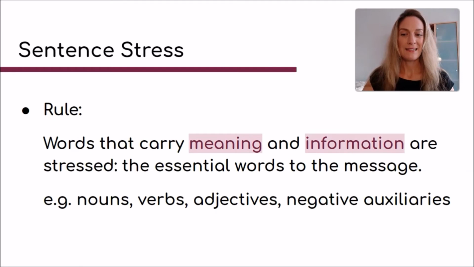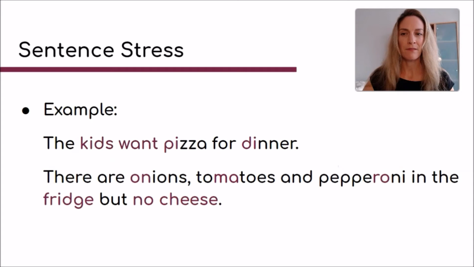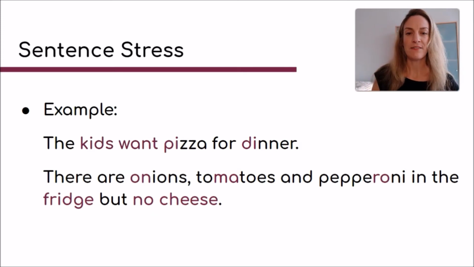And let's have a look, because I can give you an example where that becomes really, really clear. We'll go back to our sentence with the pizza here, okay? So we had, the kids want pizza for dinner. And let's follow this on with another example sentence. There are onions, tomatoes, and pepperoni in the fridge, but no cheese. And you can see in the second sentence we had onions, tomatoes, pepperoni, fridge, and no cheese. Those are all the words that are stressed, okay?